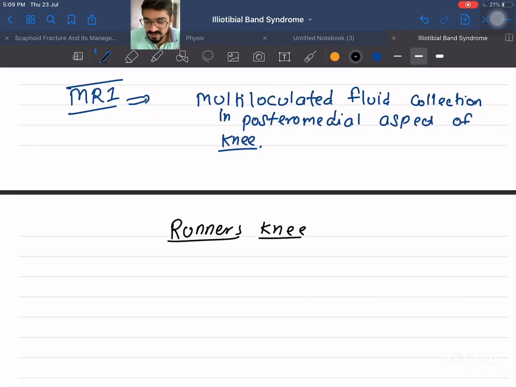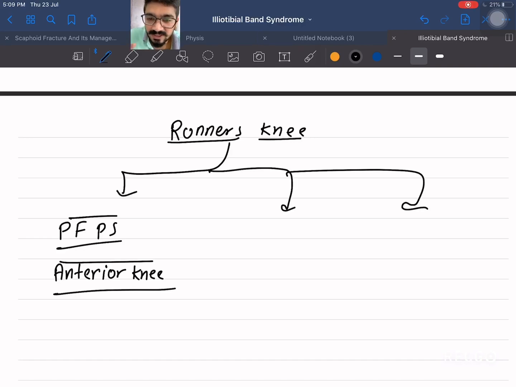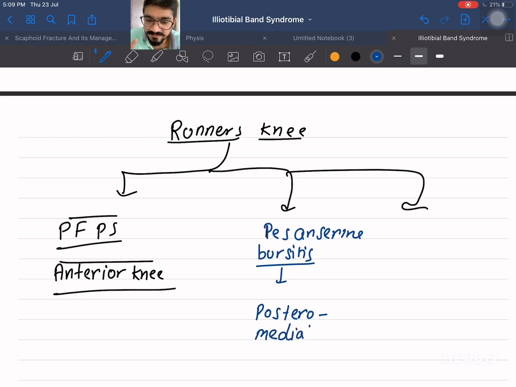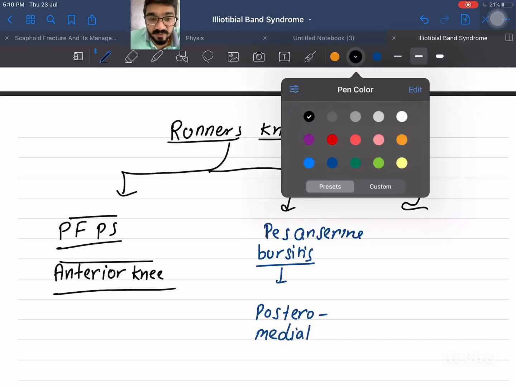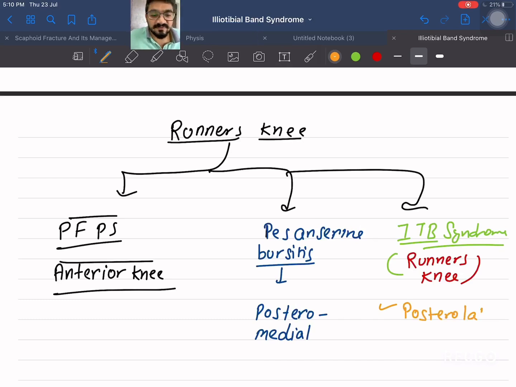Now, let's look at the specific points where the pain occurs. In case of PFPS, we know it is anterior knee pain, totally anterior aspect. And if you look at pes anserine bursitis, it is the posteromedial aspect of the proximal tibia. And in iliotibial band syndrome, which is a synonym for runner syndrome, the pain occurs at the lateral femoral condyle.